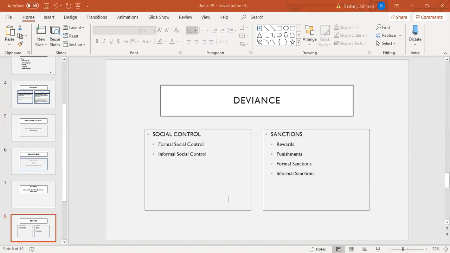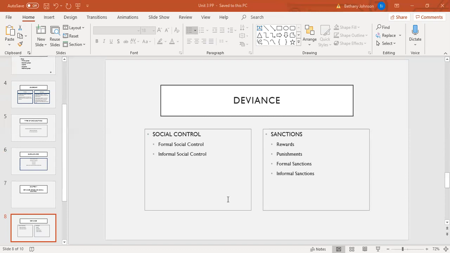So, deviant behavior is any violation of a social norm. If society says you are not to do this, or this behavior is not acceptable, and you do it, you are being deviant. So, what are some things that society does in order to prevent deviant behavior? Well, we use what are called social control measures. So these are regulations or techniques which we use to prevent deviant behavior.